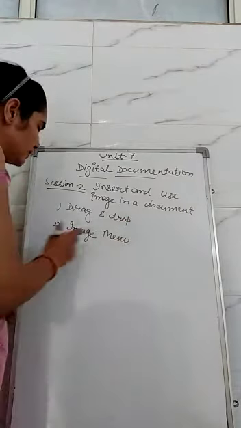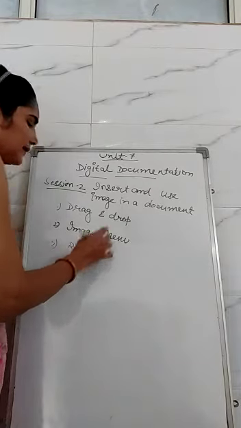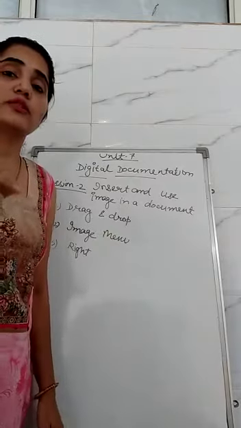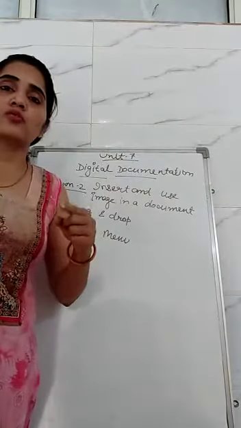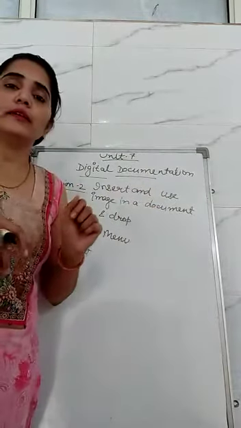And one more method is there. We just right click of the mouse. There you will also find insert image. Just click on that. Again the insert image dialog box will appear. Select the image that you want to insert and then click on insert.